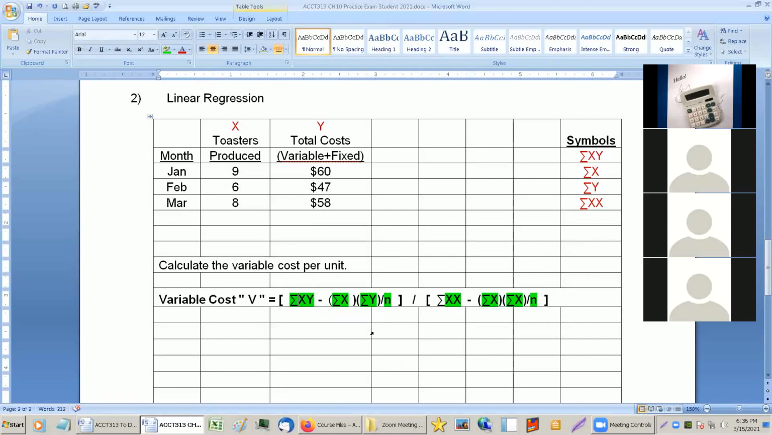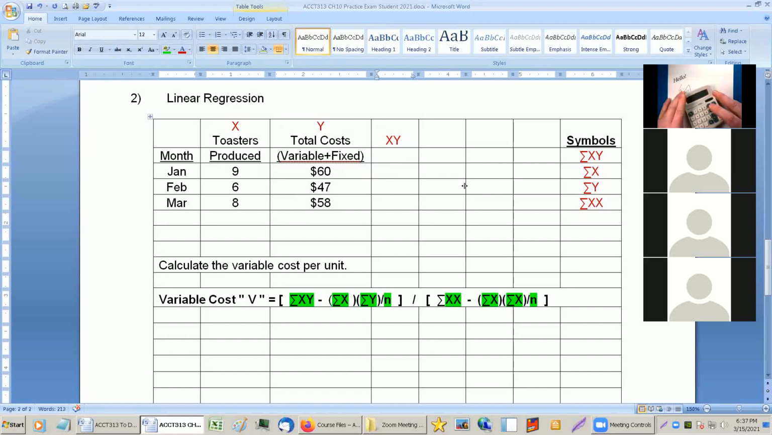Okay, so the first one we're going to take is the summation of x times y. So this means add up x times y. But notice that the x and y are right next to each other, so we're going to do the multiplication first. I'm going to say xy. So we're just going to multiply, 9 times 60, whatever that is. So x times the y. 9 times 60, 540.